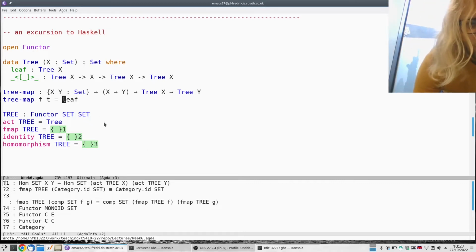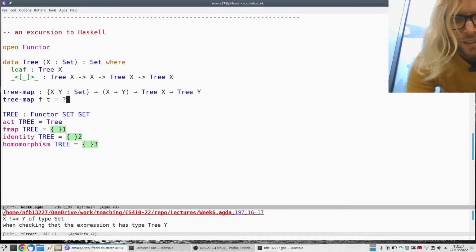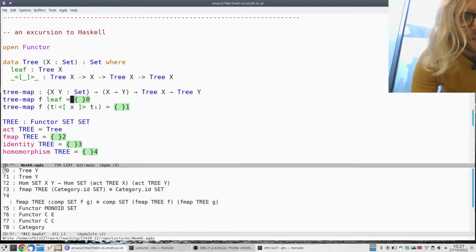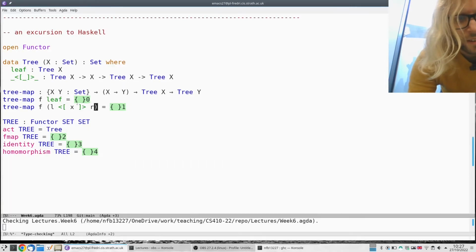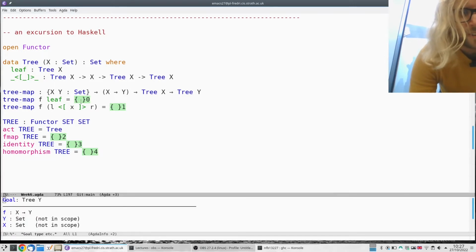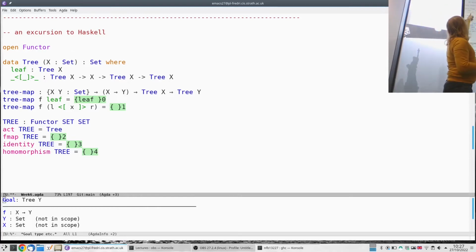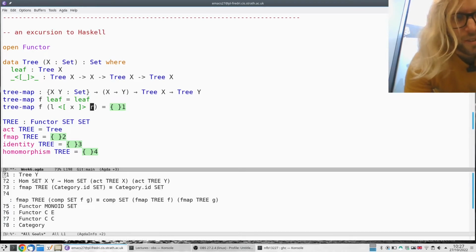But so that's not good. Right. We can't just return t here, right? Because it doesn't type check. But we can look at t and see if it's a leaf or a branch. And if it is a leaf, well, then this identity thing is going to be satisfied, right? If we return leaf. And also, what else could we possibly do? We have no x, so we can't possibly make a branch, right? So here we're kind of forced to return the leaf.